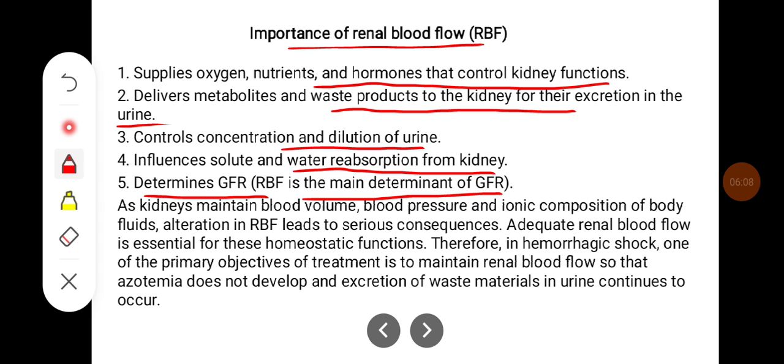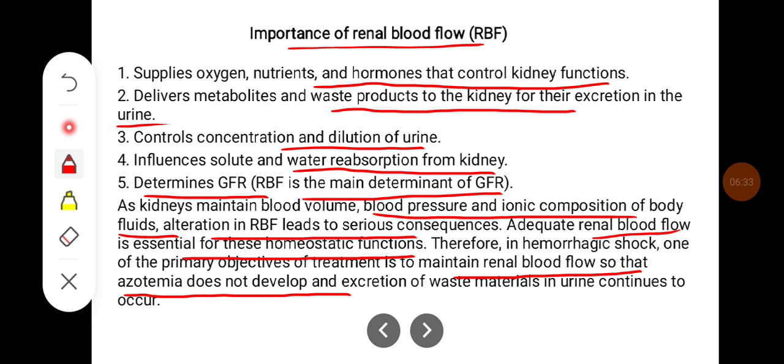As the kidney maintains blood volume, blood pressure, and ionic composition of the body fluids, alteration in renal blood flow leads to serious consequences. Adequate renal blood flow is essential for these homeostatic functions. Therefore, in hemorrhagic shock, one of the primary objectives of treatment is to maintain renal blood flow so that azotemia does not develop and excretion of waste materials in urine continues to occur.